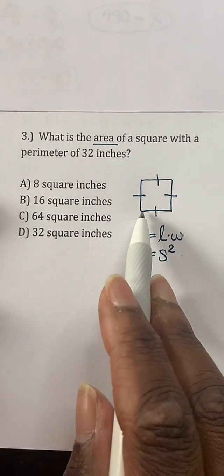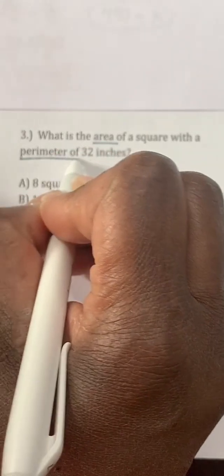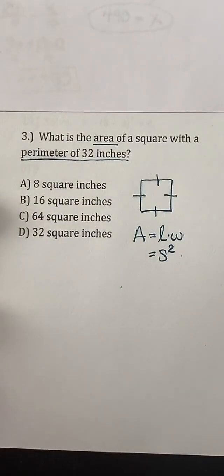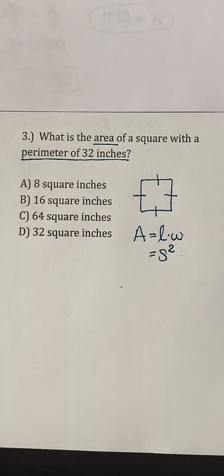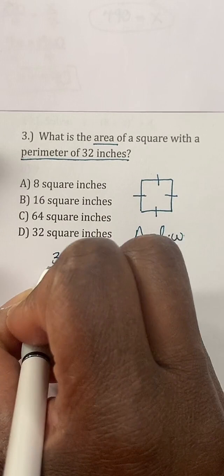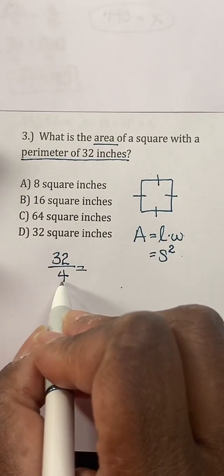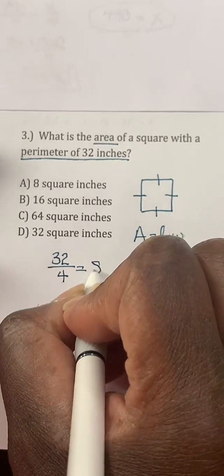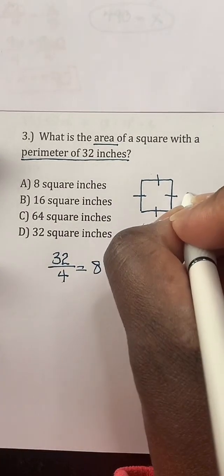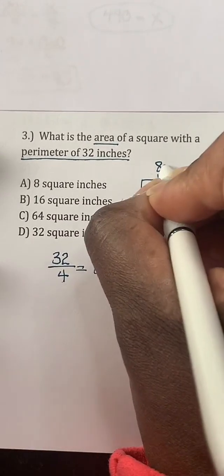So they're saying that all 4 of these sides, since the same perimeter, when you add up all the sides, it will give you 32. So I need to know what one of my sides is. So what I would do is take that 32 and divide by the number of sides I have. So 32 divided by 4 gives me 8. So this is saying that each of the 4 sides is 8 inches.